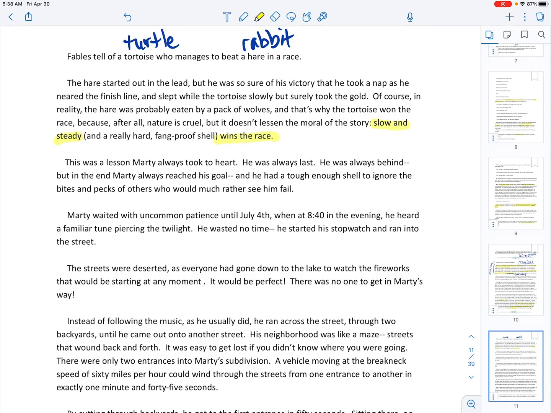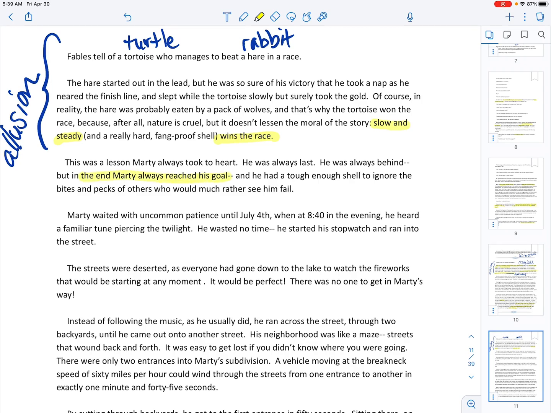So in this illusion, we get the idea that Mr. Slow, Marty Zybeck, is going to win what he wants to win by being slow and steady. Let's hope we're right. This was a lesson Marty always took to heart. He was always last. He was always behind. But in the end, Marty always reached his goal.